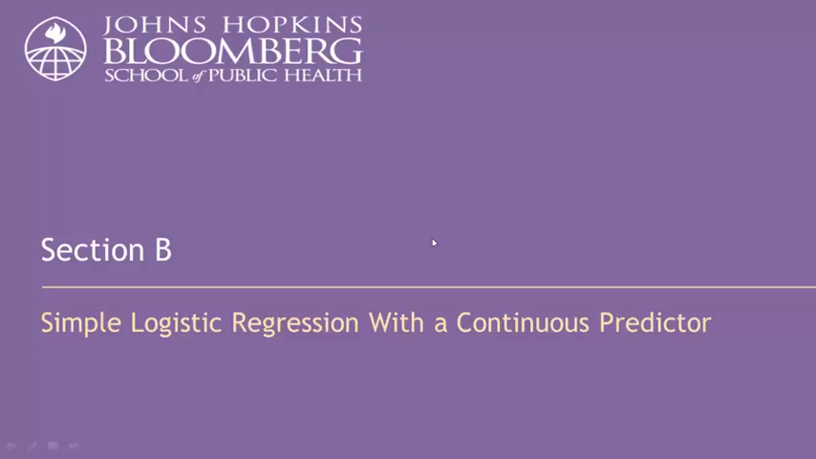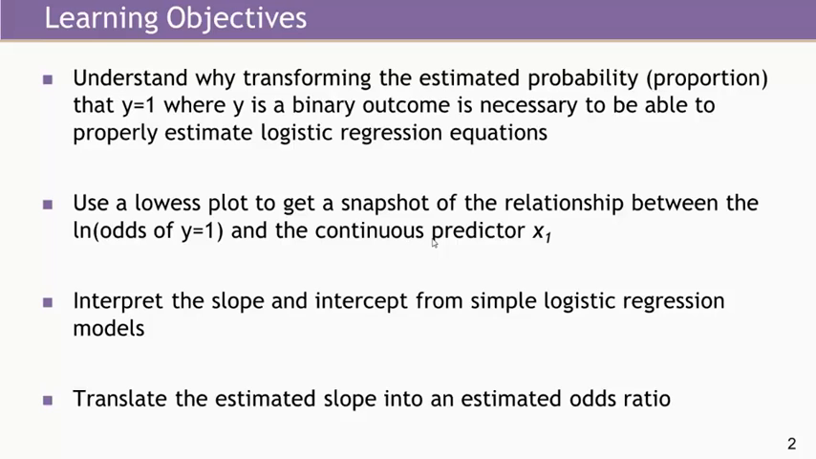Okay, in this section we'll consider simple logistic regression when our predictor of interest is now continuous. And hopefully this will give you some insight as to why we need to transform the estimated binary outcome from a proportion to a log odds, why this transformation is necessary to be able to properly estimate logistic regression equations in general to include predictors that are continuous.